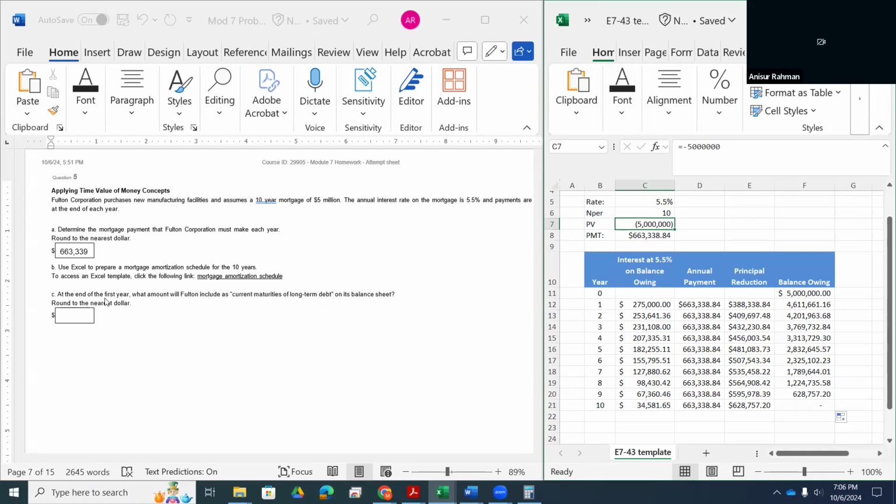So at the end of first year, this company will have a balance this much, and then it has to pay off total this much. Out of this is the interest expense, and this is the principal reduction. Current maturities of long-term debt means how much principal of the total loan is being paid off within the next year. So it will be 409,697.